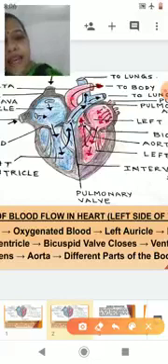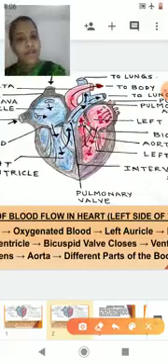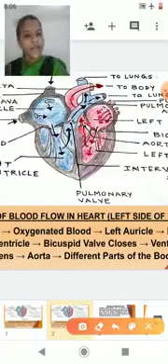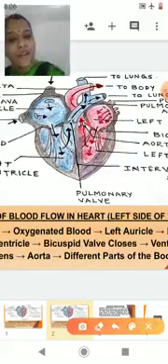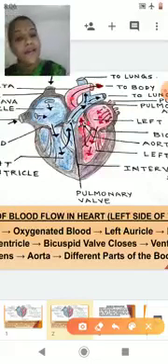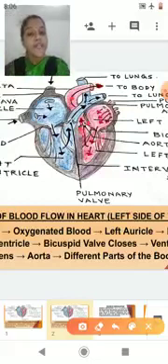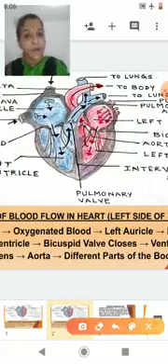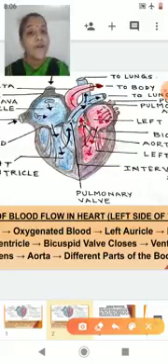At the base of the aorta, can you see this valve? This is called the aortic valve. So this aortic valve will open and the blood will enter into the aorta. Aorta is the biggest artery of the body, and through the aorta it will be supplied to the different parts of the body. Is it clear to you?